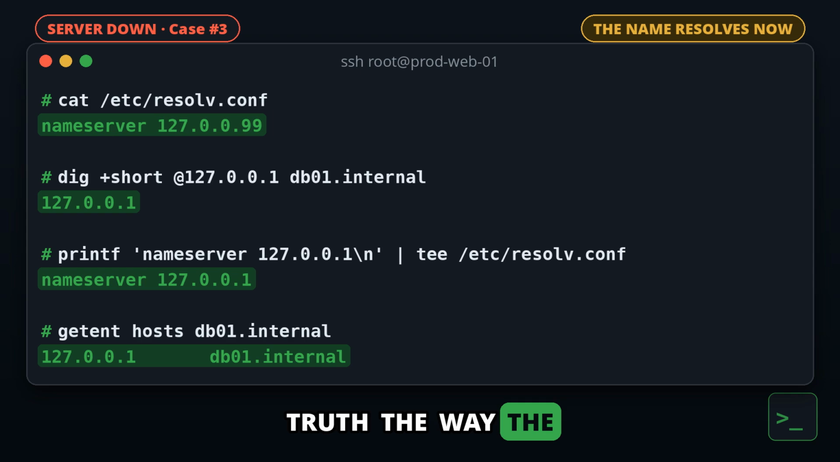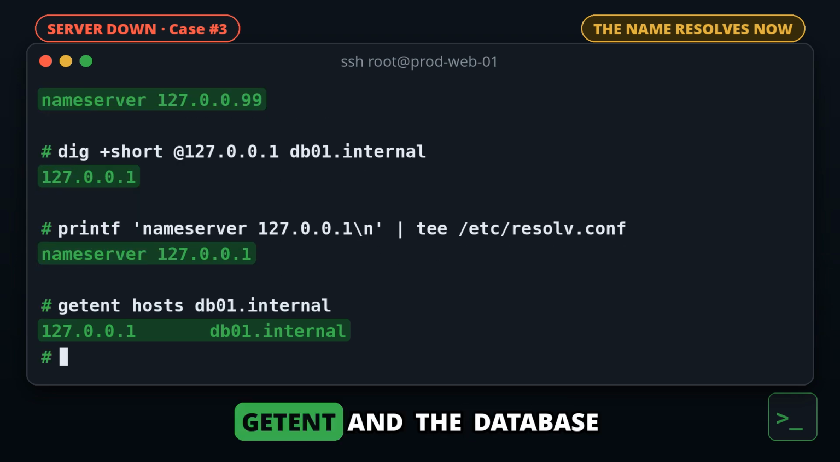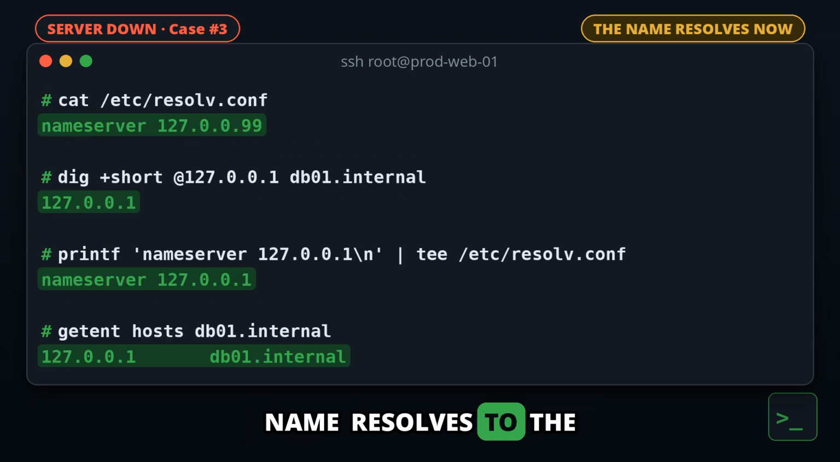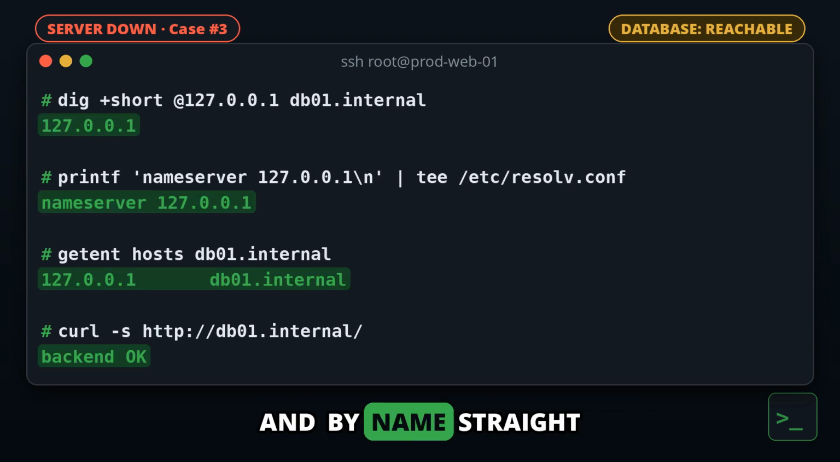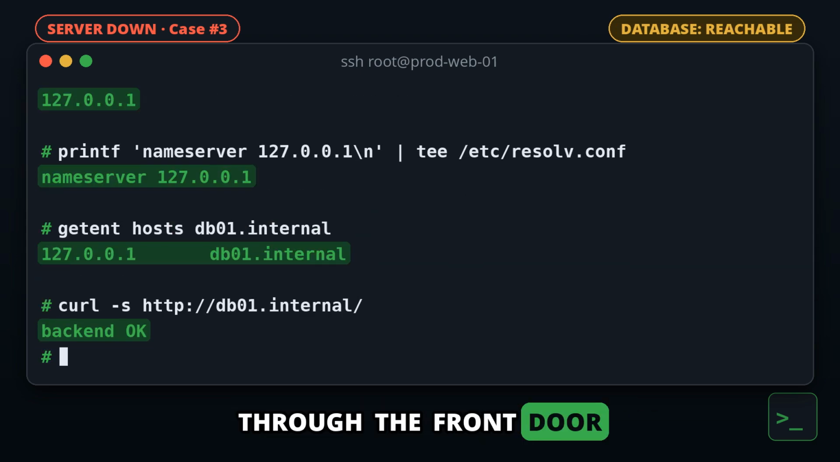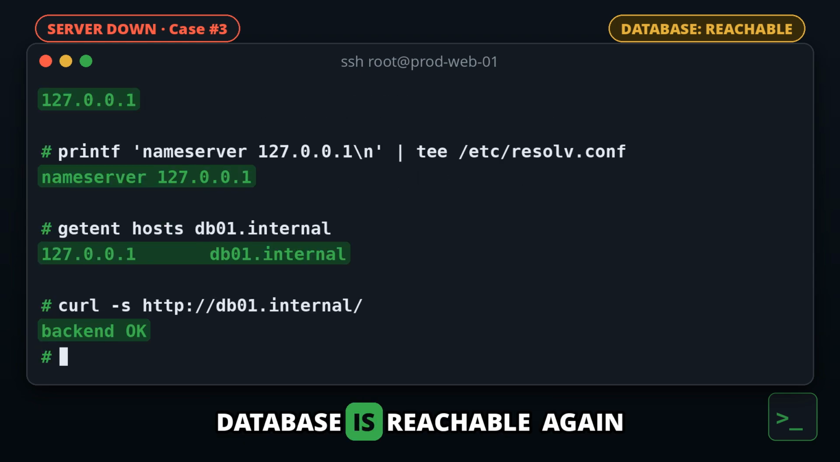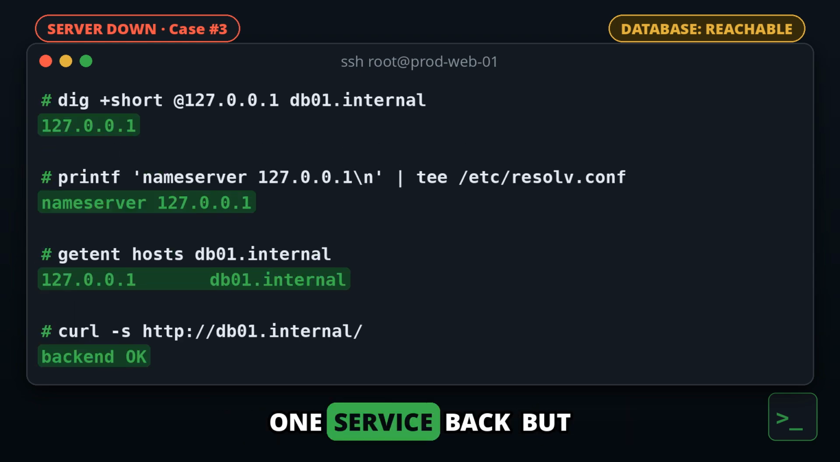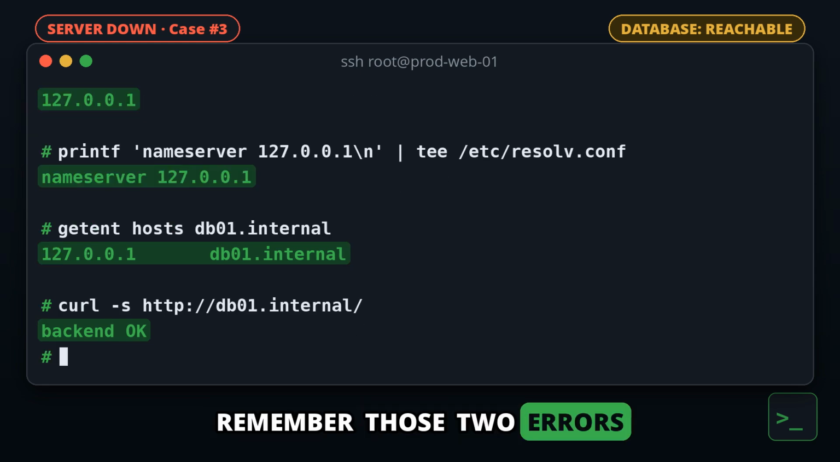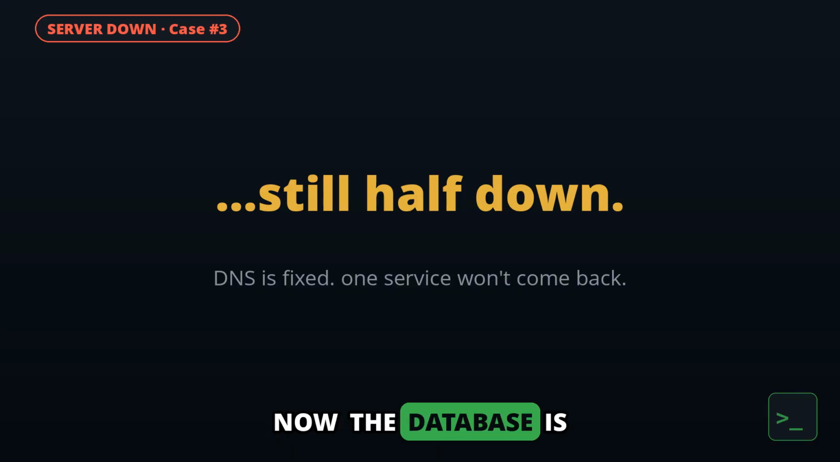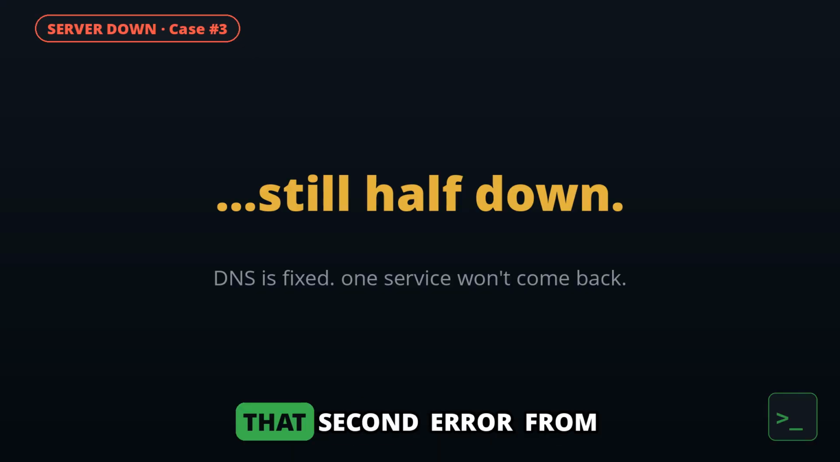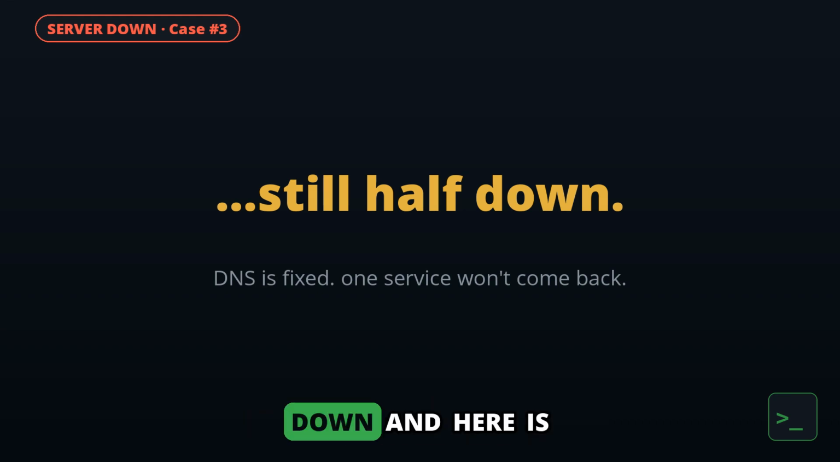Moment of truth, the way the system itself sees it. Getent, and the database name resolves to the right address. Layer 2, solved. And by name, straight through the front door. Backend, okay. The database is reachable again, one service back. But remember those two errors at the very start. So DNS is healthy now, the database is back. But the cache, that second error from the start, is still down.